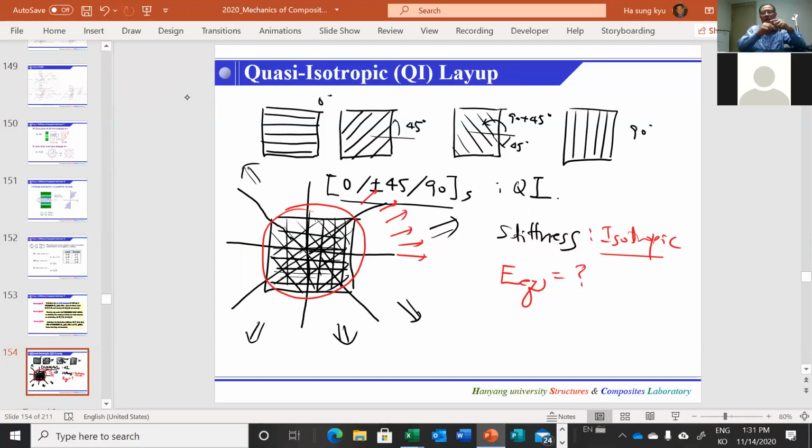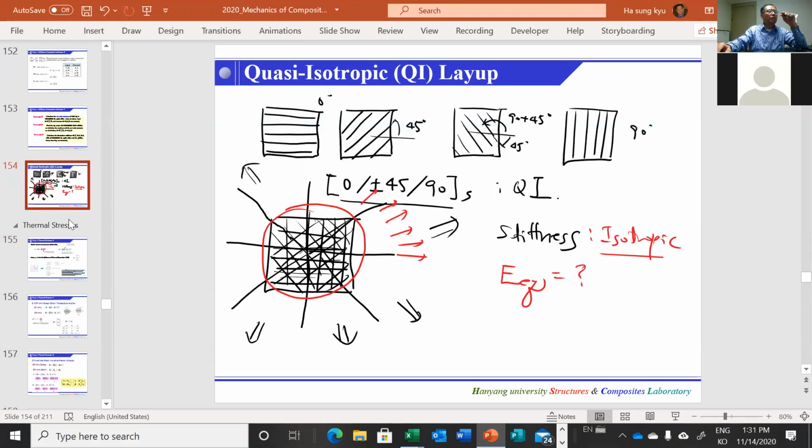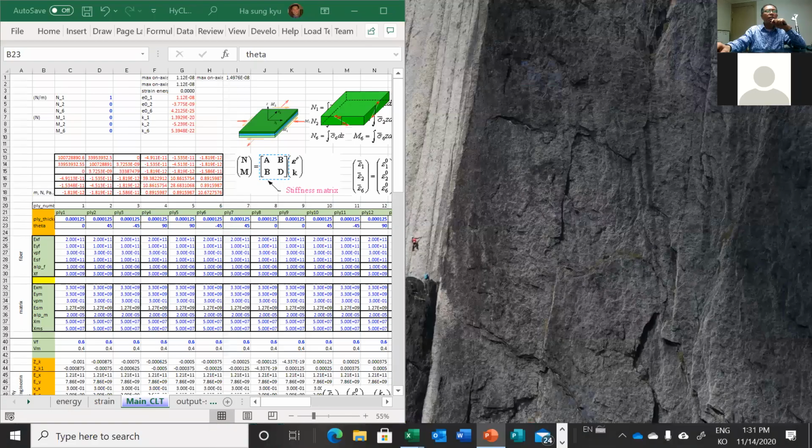It doesn't matter, it's independent of angle. It's like an isotropic material. That's why we call it quasi-isotropic. Stiffness is perfectly isotropic. So let's take a look at the behavior using Excel.